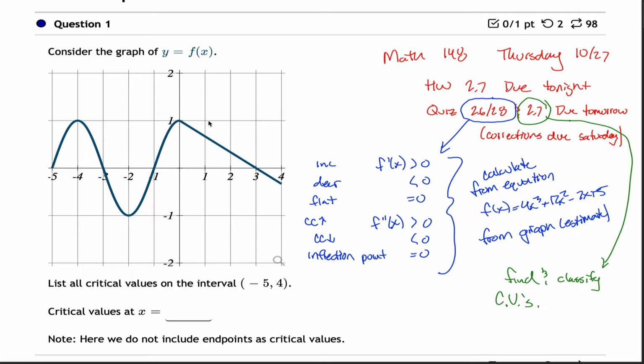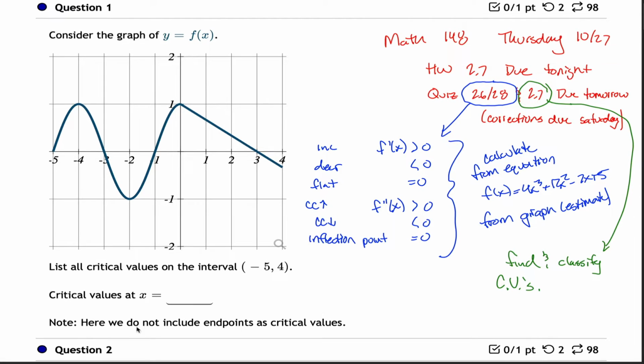This first problem, we got the graph of y equals f of x. You're just supposed to list all the critical values. Just be able to look at this and find the critical values. And here we are not including the endpoints as critical values. So this continues forever in this direction and in this direction. Now there's no endpoints. Or if there are endpoints, we're not including them. I talked about in the videos how sometimes you include them, sometimes you don't. Generally, we will. But here it says do not include the endpoints.